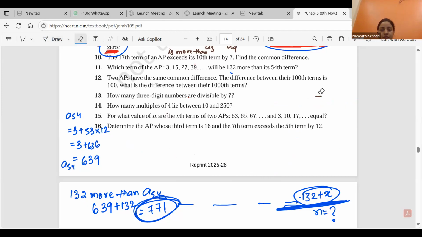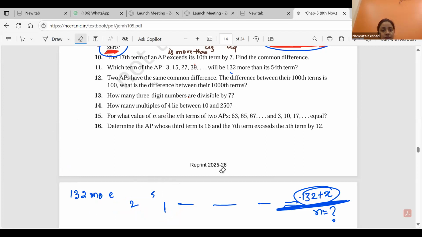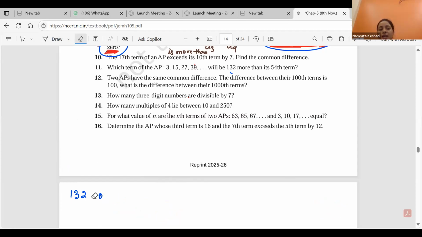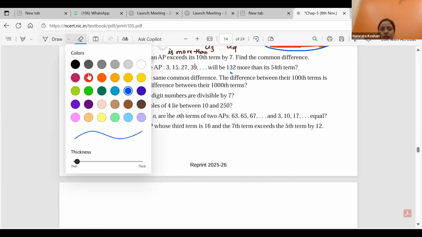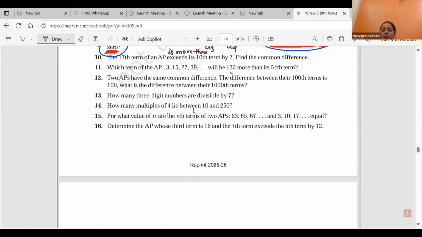There are two APs that have the same common difference, and the difference between their 100th terms is 100, and we are asked to find the difference between their 1000th terms. Two APs have the same common difference. The difference between their 100th term is 100. We have seen so many APs, and when the question says two APs, it's not something new. We can have one AP over here, another completely different AP over here.